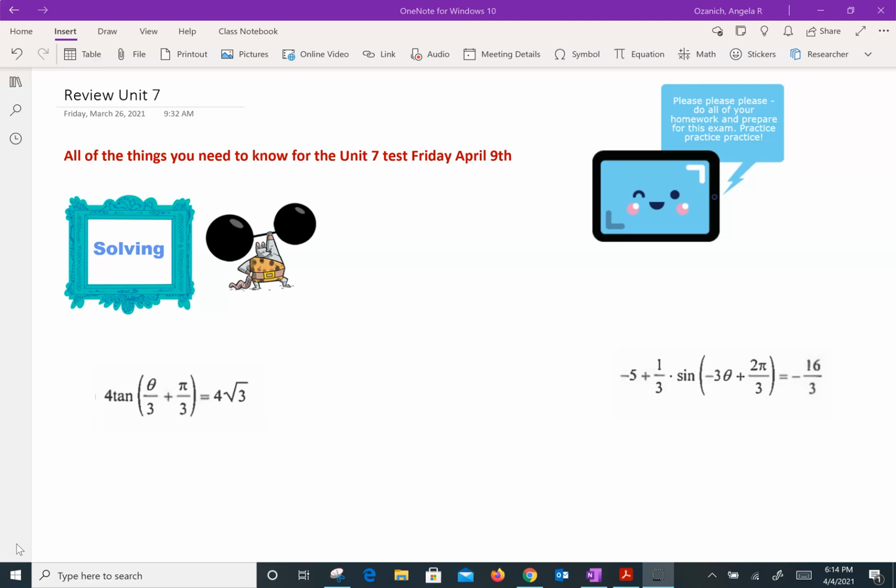Okay, so what I'm going to do is take you through the types of problems you're going to see on your test. Not the problems themselves, but the types. We're going to start with solving. One of the things you need to remember about the solving piece is that you sometimes will be asked to write your solutions in terms of all solutions. So it is possible that you're providing all general solutions.